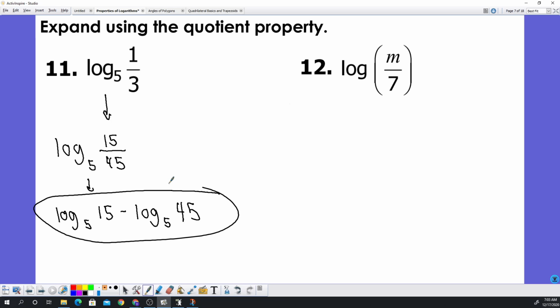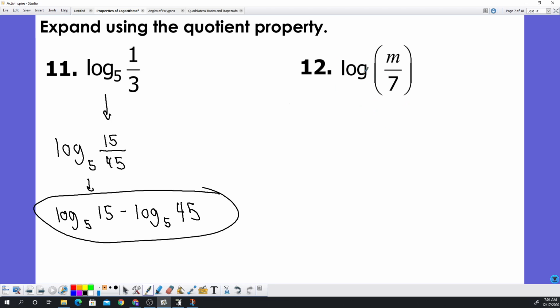And, you know, it's a little bit easier to work with, I guess, because log base 5 of 15, well, I mean, never mind. It's still, whatever. It's just another way to write it.